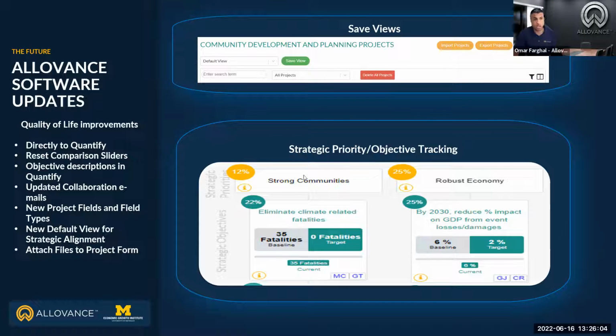Strategic priority and objective tracking was mentioned earlier as well. So this feature is now available. As you can see, you're able to add what your baseline metric is, your target metric, and then where you currently are for each of these, as well as decide what the metric is. Is it fatalities? Is it percent? Whatever that metric may be.